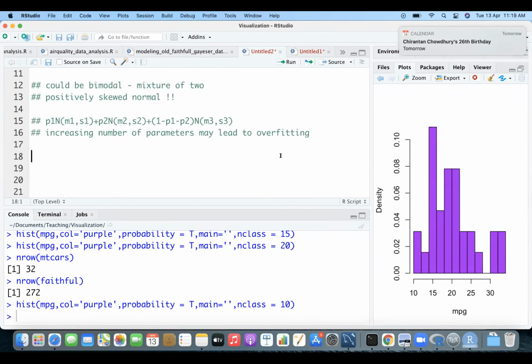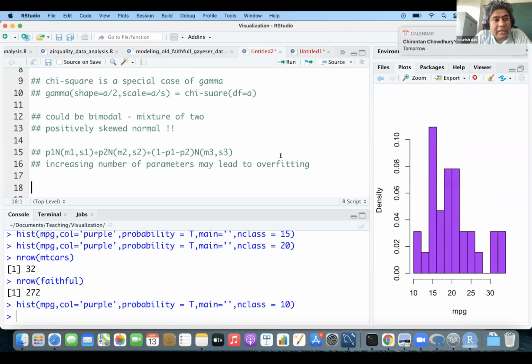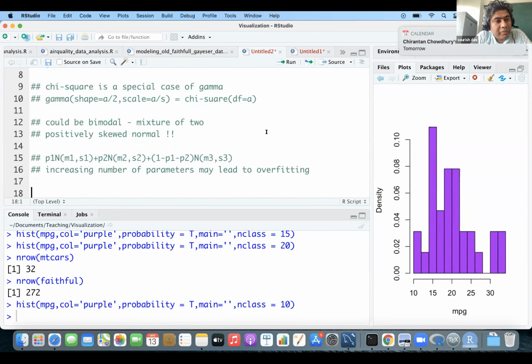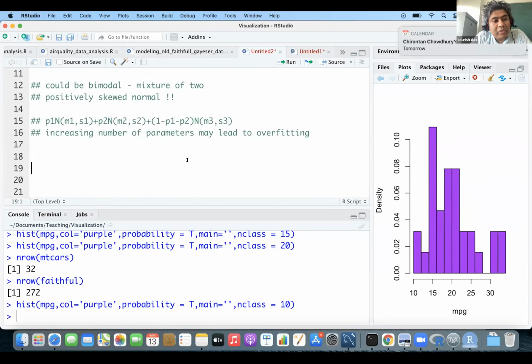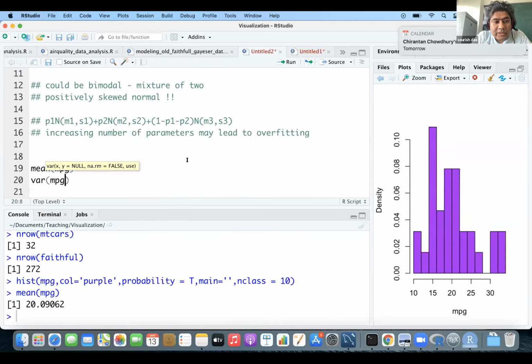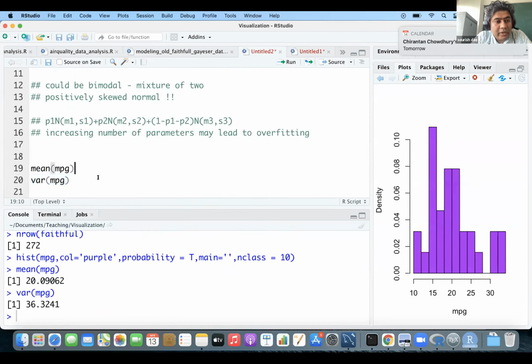So I agree. So we can try to fit a density here. So let's decide, okay, we will make our life a little simpler, and we decide to fit a simple, maybe a gamma distribution. Okay, and we will use the method of moments. So the mean of MPG is this, and the variance of MPG is this.